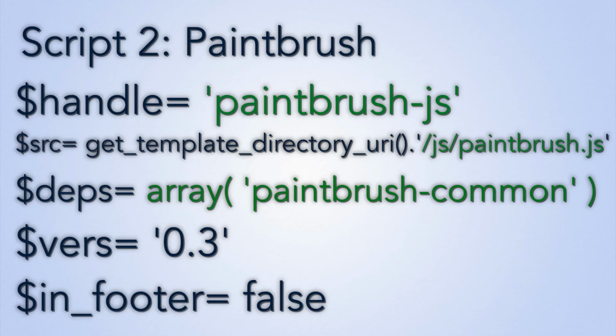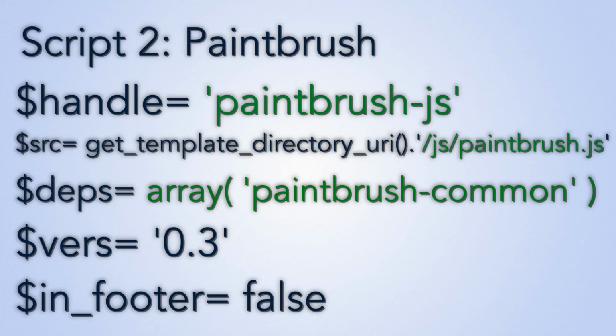What we need to do is pass in an array. We're going to pass in an array with a string. That string is going to contain the name of our common library, which we called paintbrush-common. We're going to put that in that array. What that does is say load the common library before we load this library. That way all the functions will be there and everything will be in place.